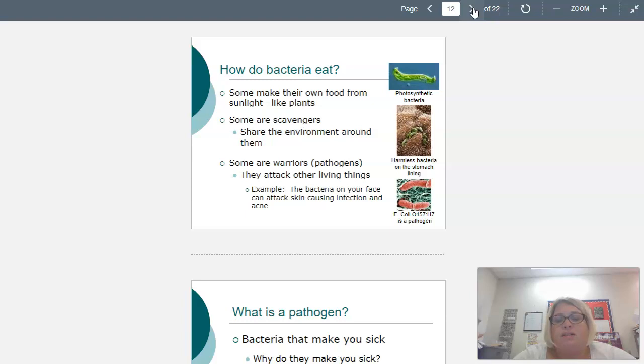Okay? So an example, bacteria on your face can attack the skin, causing an infection, which AKA is acne. Okay? The harmful kind of E. coli is a pathogen. But then you have the good kind of E. coli in the stomach lining that helps break down your food, so it's helpful.